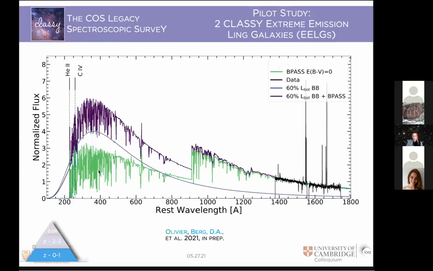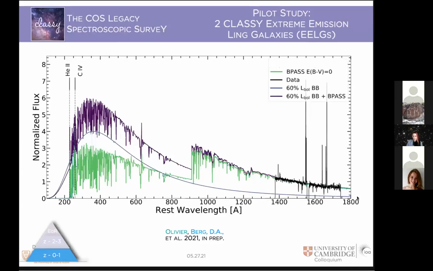So you have your best fit BPASS. This is a binary stellar population synthesis model, in green here, and you can see how we've matched it up to our observed UV spectrum. And you can see out here in its ionizing continuum, where the helium 2 and carbon 4 are, it just doesn't produce enough ionizing photons.